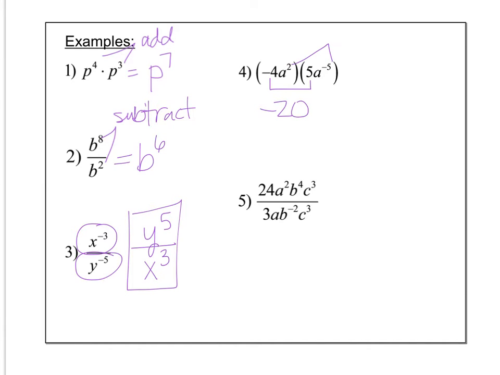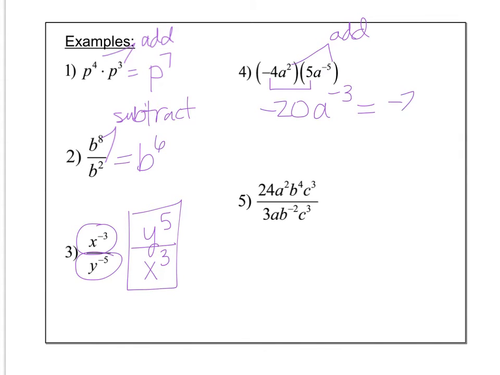But then the exponents get a special operation. The exponents we're adding. So it's 2 plus negative 5. That's a to the negative 3rd power. Now, you have to remember your answer is not finished. If you have a negative exponent, you are not allowed to leave any negative exponents in your final answer.